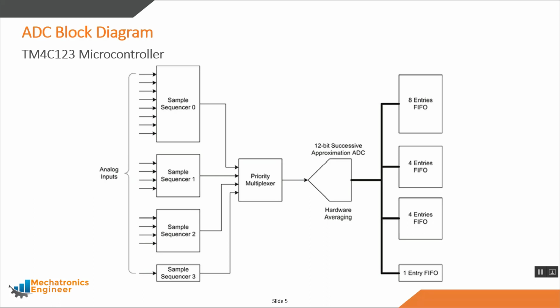It is also important to mention that hardware averaging control is an ADC attribute. Once hardware averaging is enabled, it becomes applicable to all the sequencers which are enabled. The digital output after the conversion is stored in the FIFO corresponding to each sample sequencer. Both ADC modules, ADC0 and ADC1, of the microcontroller have the same block diagram. Now we will move to the configuration steps of the ADC module.